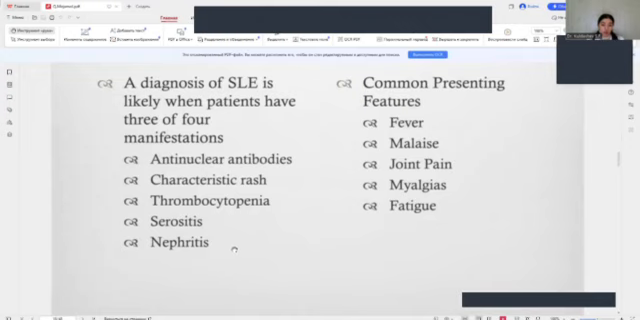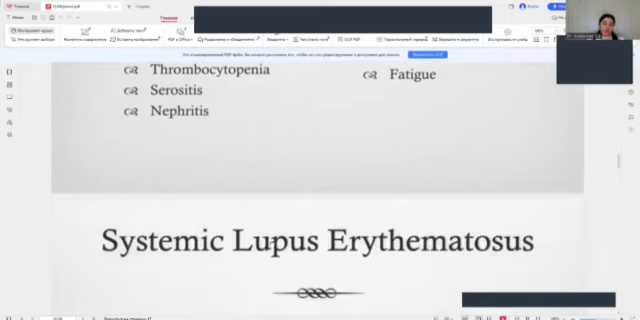So here you can see how we can diagnose SLE. It would be antinuclear antibodies, characteristic rash, thrombocytopenia, cirrhosis, nephritis, and common clinical features would be fever, malaise, joint pain, myalgias, and fatigue.